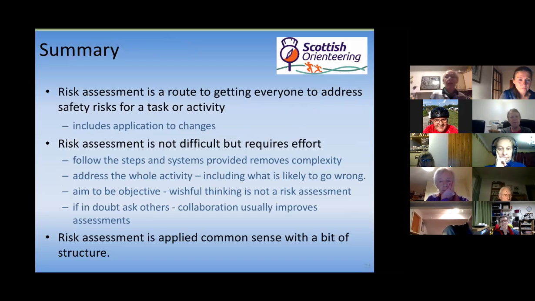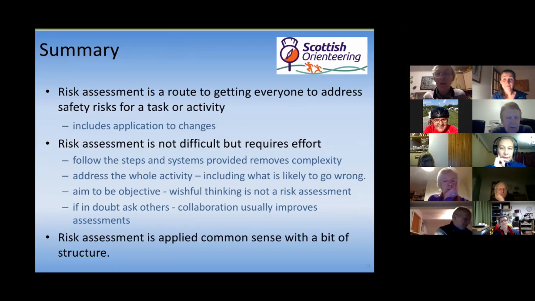And finally, I'll come to the summary, and then we've got a little bit of time for questions and discussion. Well, got plenty of time, really. Well, I've said risk assessment is a route to get everyone to address safety risks for a task or activity, hopefully using a common language and a common system, right? Remember that you've also got to apply it to changes.